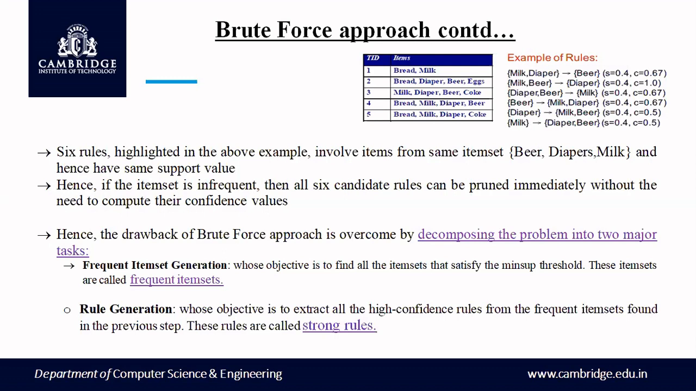So if the item set is infrequent, then all six candidate rules can be pruned immediately. I'm just considering this example: beer, diapers, comma, milk. When I take this combination, beer determines milk, comma, diaper; diaper determines milk and beer; and milk determines diaper, comma, beer. So when I'm considering these three items as a combination, X union Y, X might be anything. For example, beer, comma, diapers determining milk, or milk, comma, beer determining diaper, or milk, comma, diaper determining beer. So X determining Y, the combination can be anything over here.